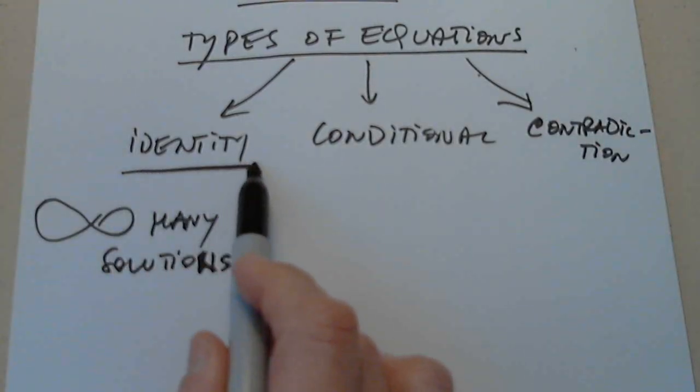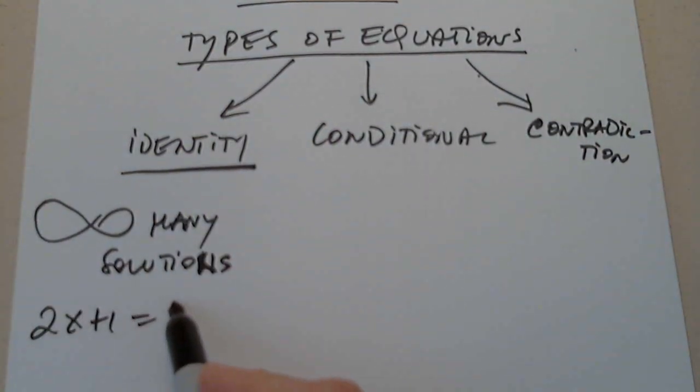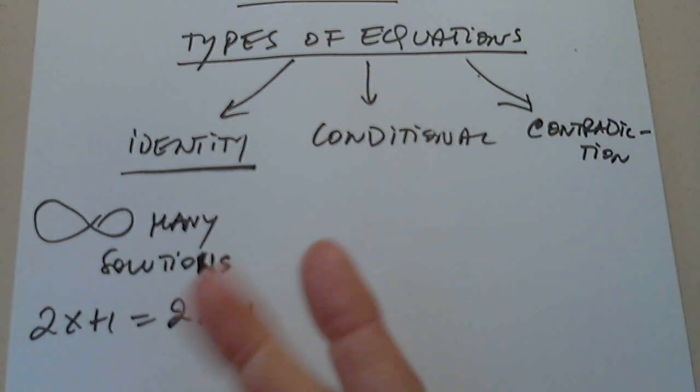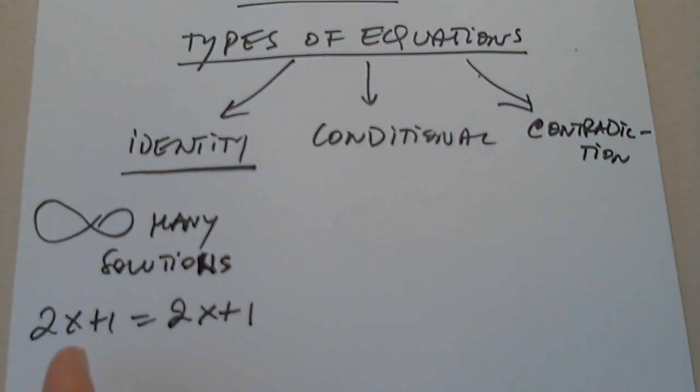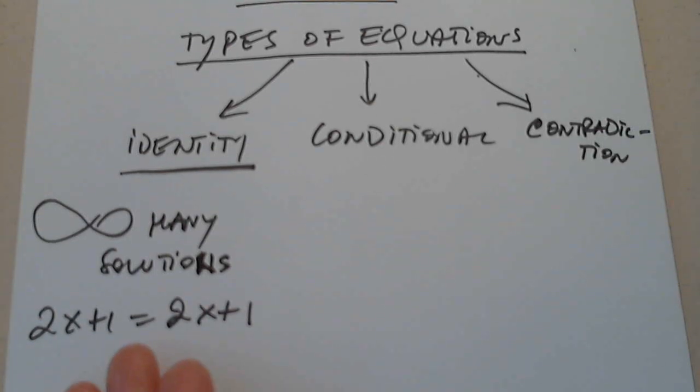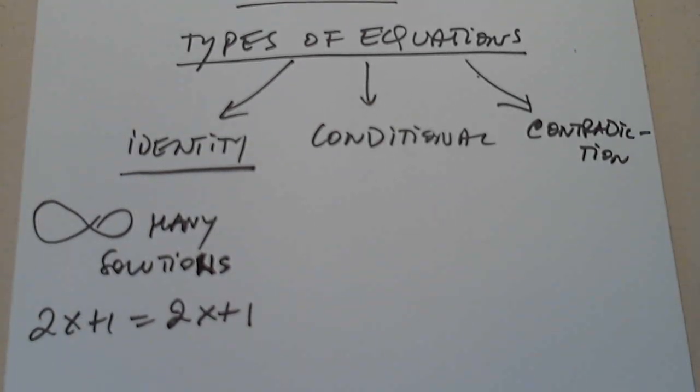So here's an example of an identity. 2x plus 1 equals 2x plus 1. This equation will have infinitely many solutions. How come? If x is 0, 1 equals 1. If x is 1, 3 equals 3. If x equals 4, 9 equals 9. If x equals negative 1, negative 1 equals negative 1. And I can go on forever. This is an identity. The left-hand side is identical with the right-hand side. So this equation has infinitely many solutions.